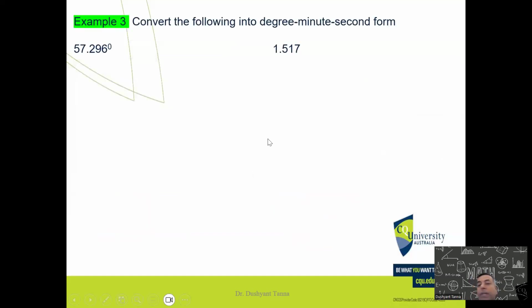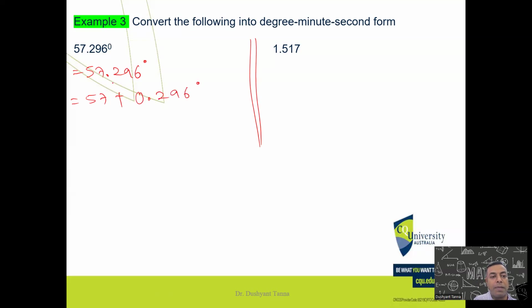Okay, so convert the following into degree, minute, second form. So we got 57.296. Let's say it's 57 degrees and 0.296. We won't do anything with 57. We'll leave it as it is. In order to convert this into minutes, what do we do? 0.296 times 60 minutes.